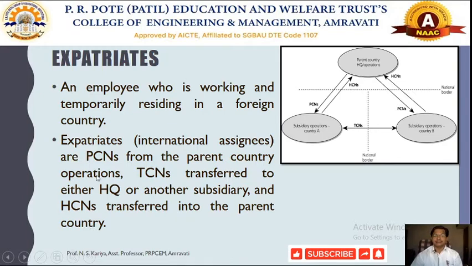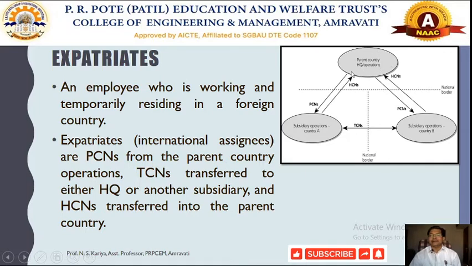So these are the different forms of employees that we are dealing with, and these are called expatriates. Now let us see this figure. This is the parent country, and those who have their own operations over here are generally called headquarter operations. People belonging to this parent country are generally called natives, the people residing in these countries.